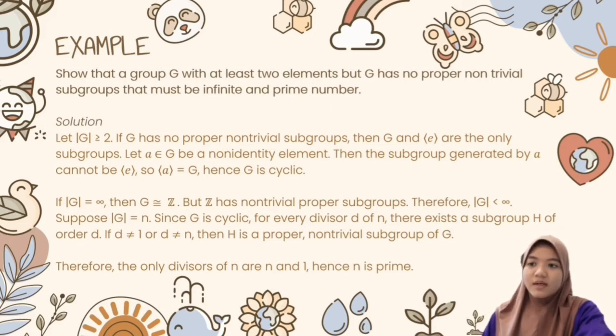Then next step, we suppose that the order of G is equal to n. Since G is cyclic, for every divisor D of n, there exists a subgroup H of order D. If D is not equal to n and D is not equal to 1, then H is a proper non-trivial subgroup of G. Therefore, the only divisors of n are n and 1, hence n is a prime.